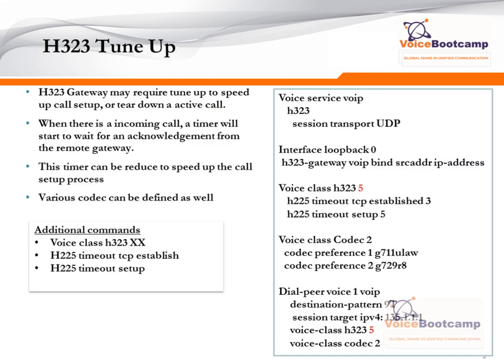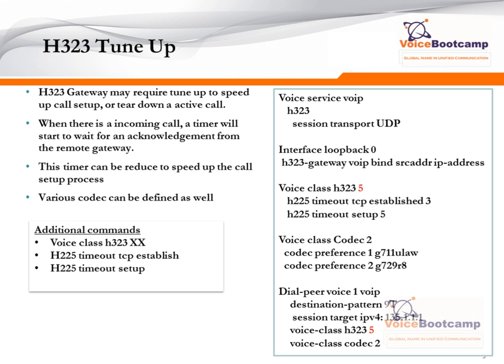Now the basic H323 gateway configuration will serve most companies or providers. However, sometimes you may need to fine-tune your configuration to speed up the call setup process. An H323 gateway may require tune-up to speed up the call setup or tear down an active call. When there is an incoming call, a timer will start to wait for an acknowledgement from the remote gateway. If the remote gateway does not acknowledge, then the original gateway must act on it, because otherwise it might end up waiting for a response forever. So timers can be used to reduce the call setup time, and of course you can also offer various codecs by offering multiple codec choices.